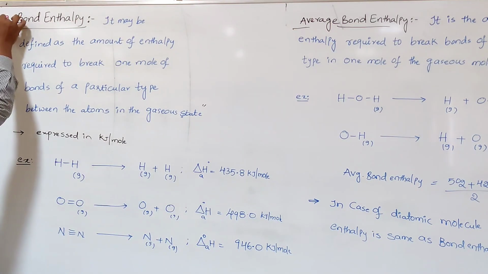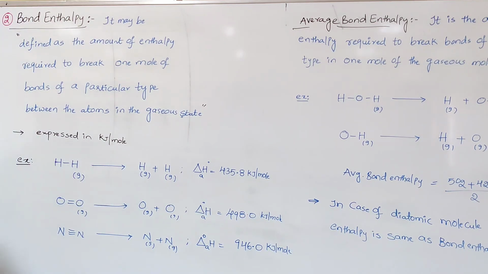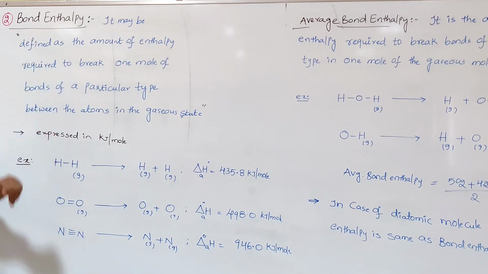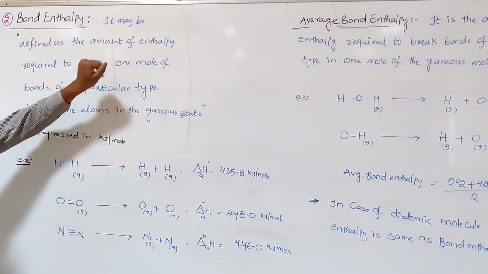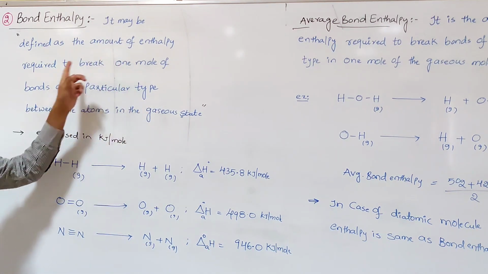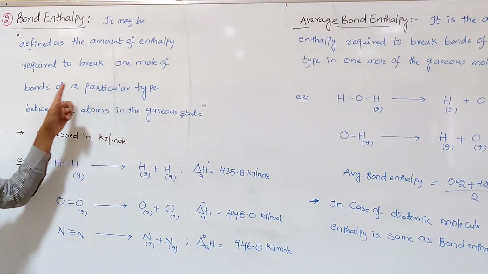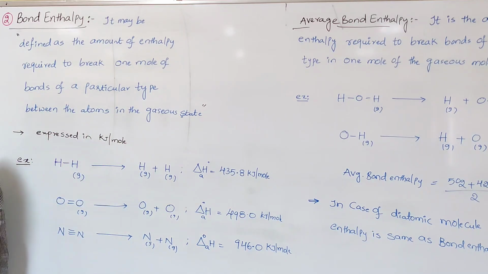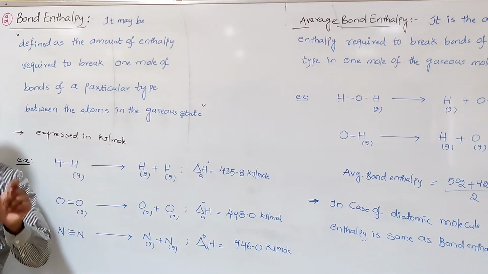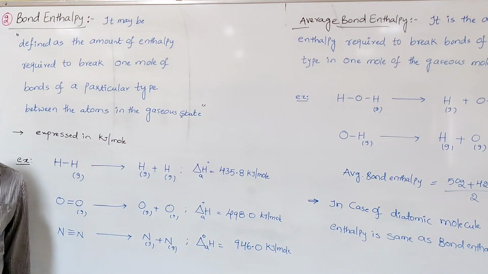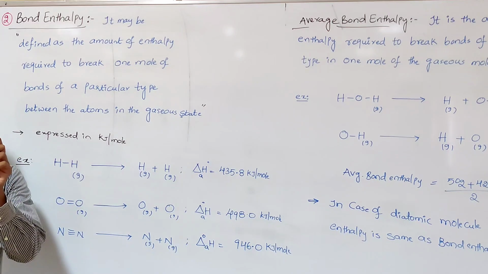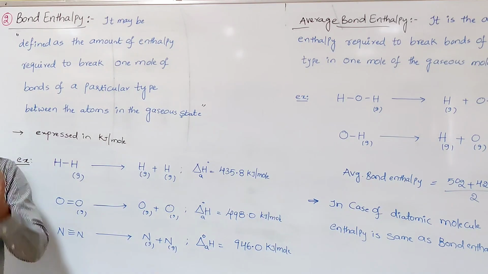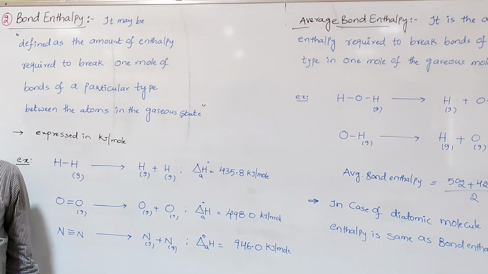The second bond parameter is bond enthalpy. Normally we call it bond energy, but the technical term is bond enthalpy. What is bond enthalpy? Bond enthalpy is defined as the amount of enthalpy required to break 1 mole of bonds of a particular type between the atoms in the gaseous state. When we take a molecule, one type of bond is there. If you want to break it, definitely we utilize a certain amount of energy. That energy we call bond enthalpy.